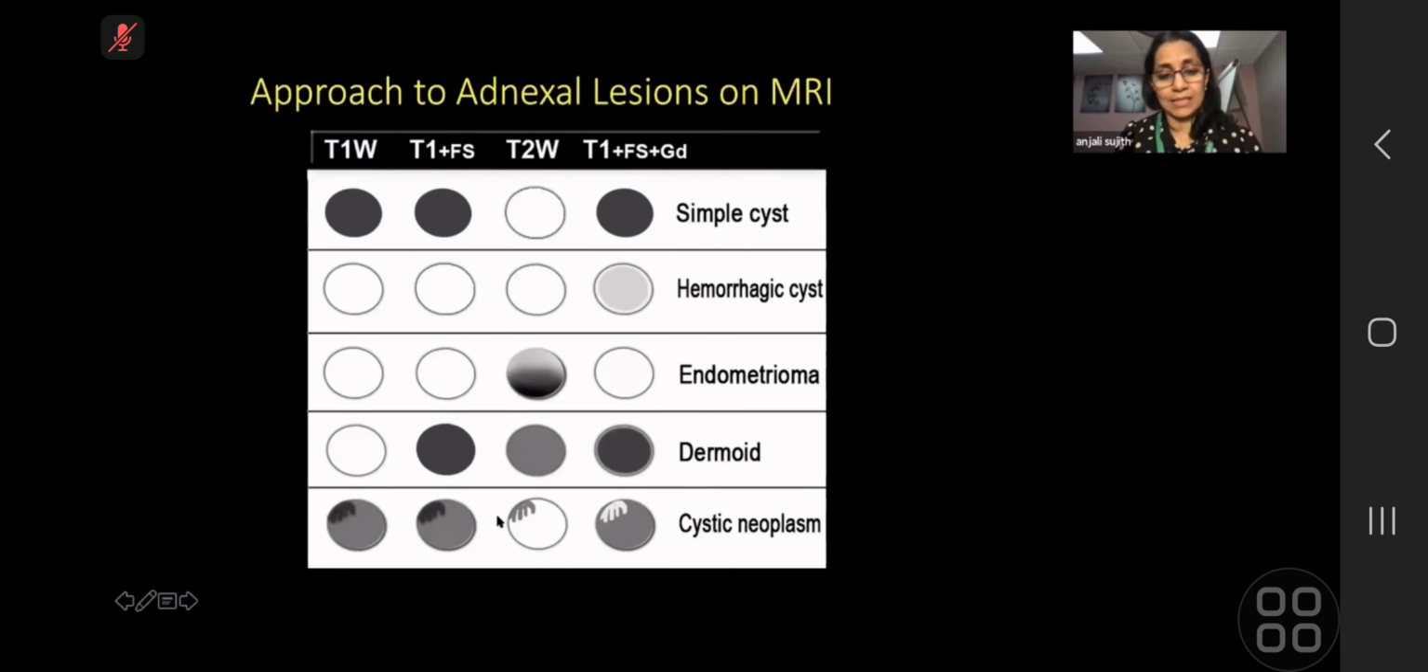Whereas a cystic neoplasm can show low signal or intermediate signal on T1 depending on the protein or hemorrhagic content, that will remain so on the fat saturated image. It will have a solid component visible on the T2 with bright surrounding fluid, and the solid component will enhance on post-contrast image. So these T1 fat saturated images are very crucial in coming to a conclusion.